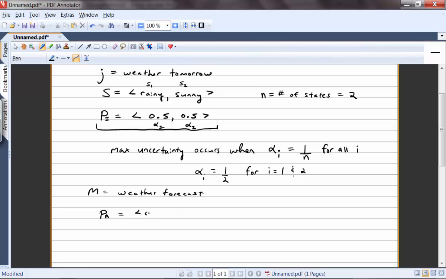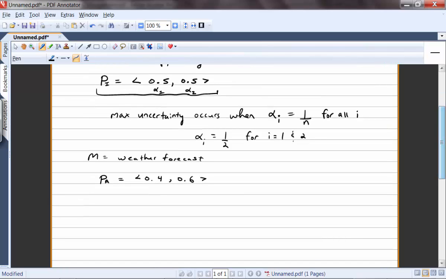Let's suppose they update it like this. So something the weather forecaster said, maybe the weather forecaster said that he thinks that there's a 40% chance of rain tomorrow, and therefore they thought that leaves 60% chance for sun.